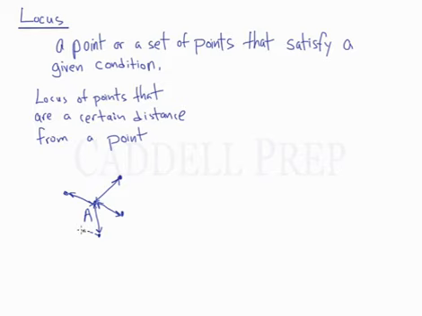In actuality, our solution, or our locus of points, would be a circle. So the locus of points that are a given distance from a point is a circle. Any point on this circle would satisfy the condition of being 3 inches from point A.